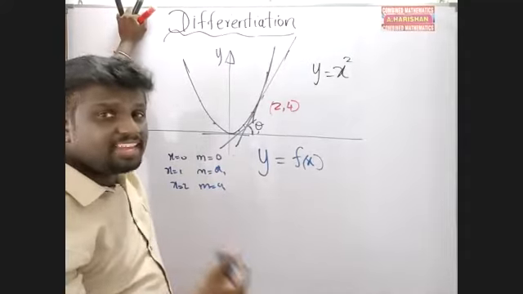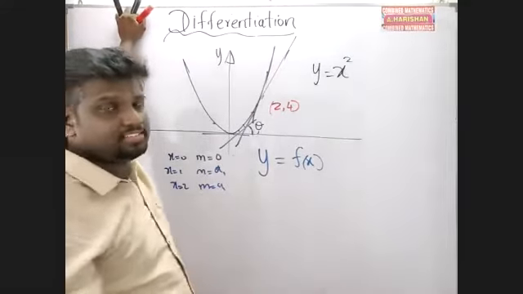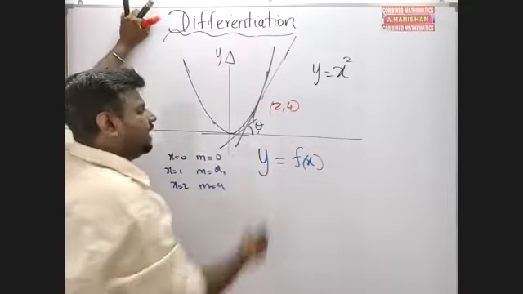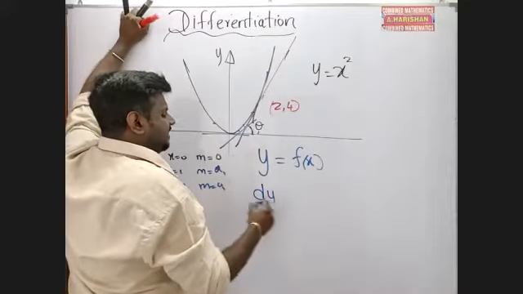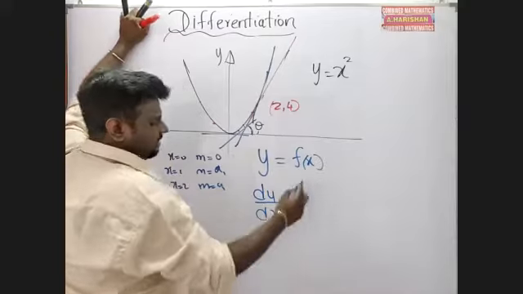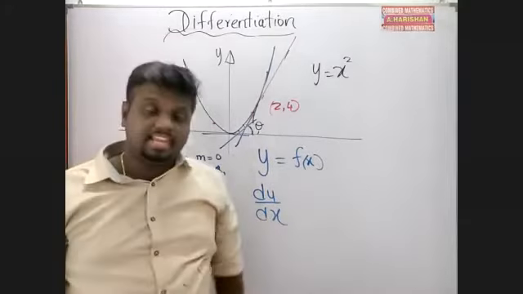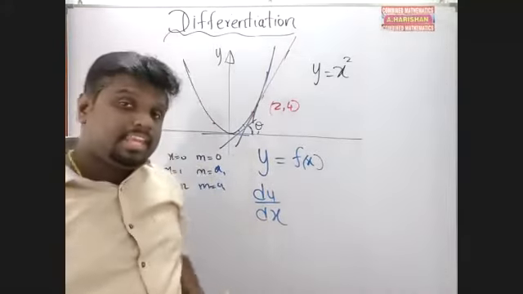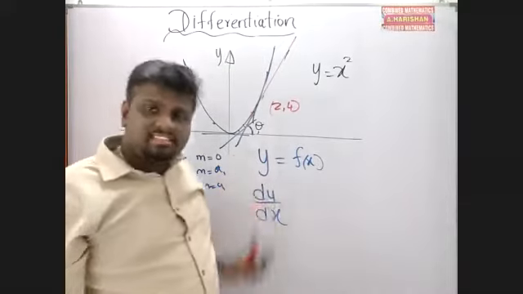So how to find that equation? That is the big question that arises. That will be found by differentiating. That means dy by dx. We introduced the notation dy by dx. So what do you mean by dy by dx? The notation has the meaning itself.